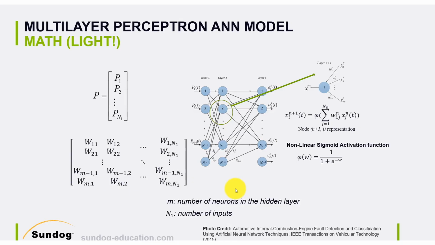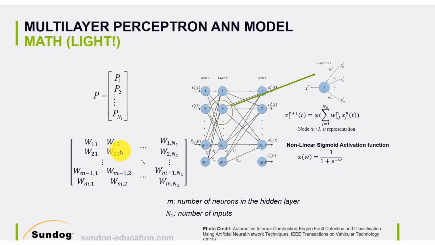We have a couple of inputs, P1 up till Pn1, which is the number of inputs that we have. And then we have a series of weights. So if you have weight 1,1, weight 1,2, and so on, that's how we build our matrix, and that's how we use it for backpropagation or for any training algorithms to actually train our network.